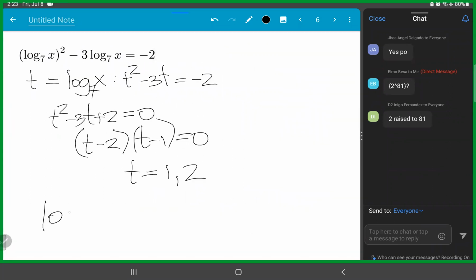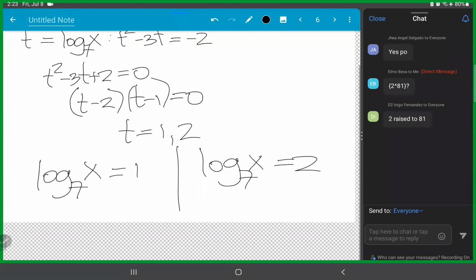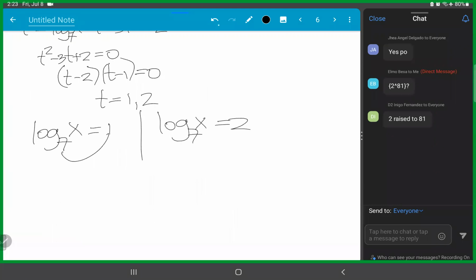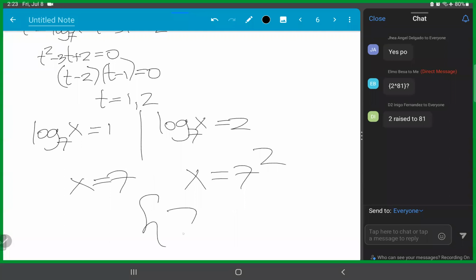So log x base 7 equals 1. Log x base 7 equals 2. So we have 7 and 7 squared. So 7 and 49.